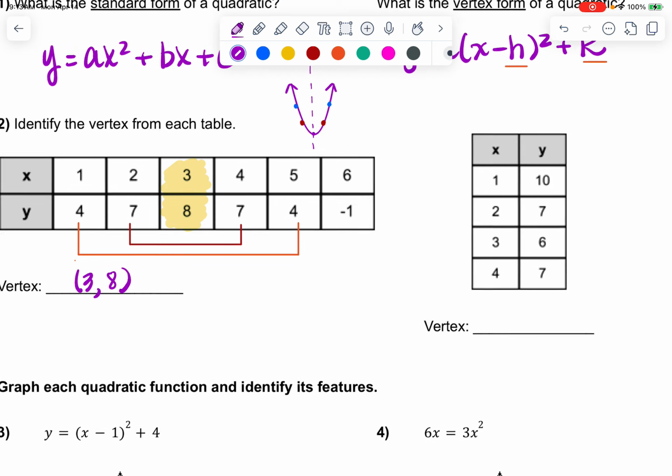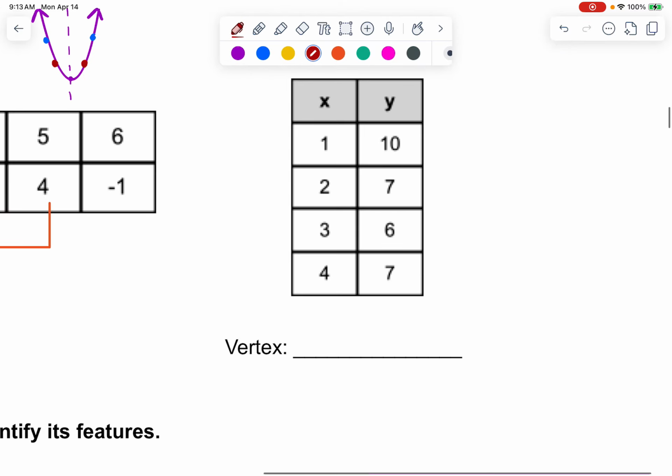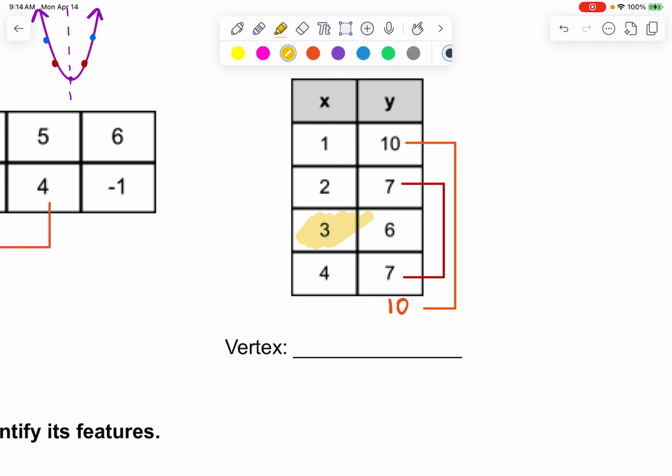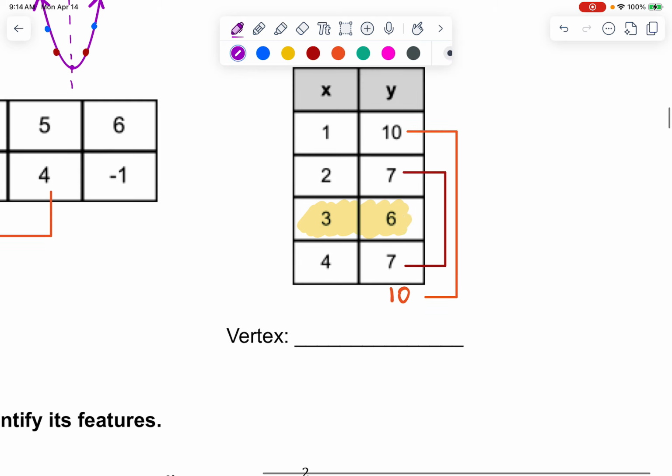All right, same thing happening on this vertical table over here. I'm looking for the y values that are repeating. So here are two 7s, and then of course I have a 10. Okay, that's really weird. Sorry about that. Draw my lines again. There we go. And we've got a 10 here, and I guarantee if we were to continue the table, there would be a 10 right here. And so what we really care about though is what guy is in the middle of all those reflection buddies, and that would be (3, 6). And so that is going to be our vertex.